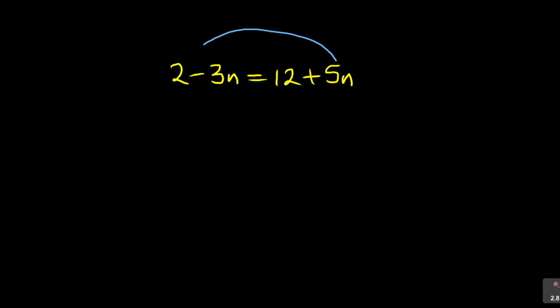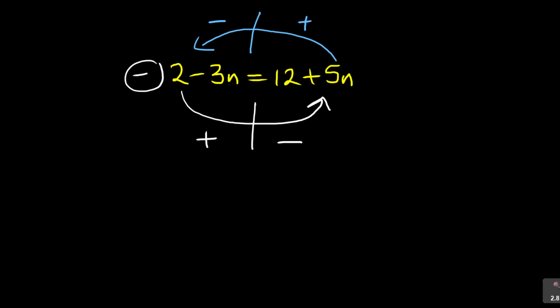We're going to do the same thing. 5 goes this side. What was 5? It jumps the equal sign. It was positive, it will become negative. At the same time, 2, which is a number, goes this side. It jumps, it was positive, it will become negative. If you don't see a sign here, it means there is a positive before the number. Alright, so let's do it at the same time.